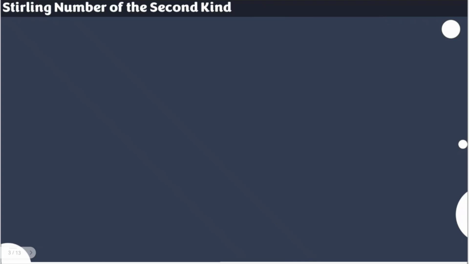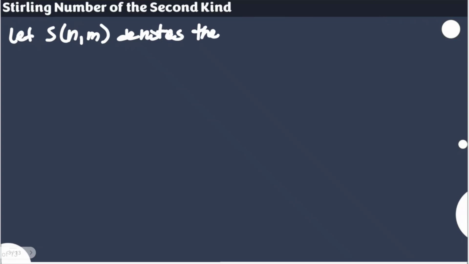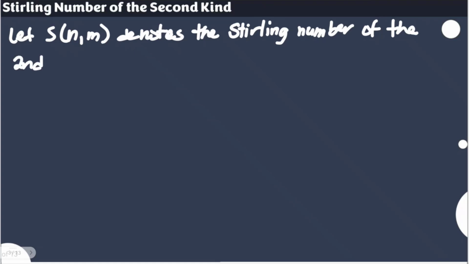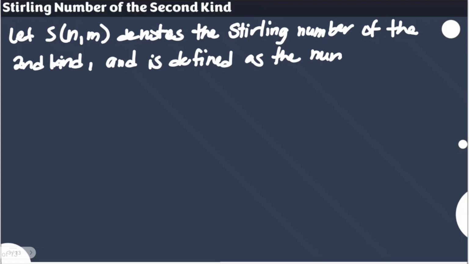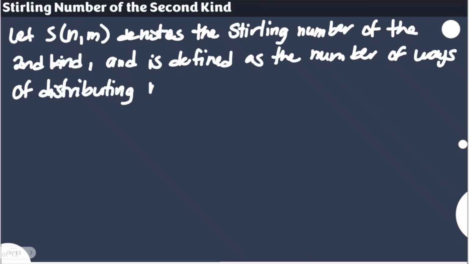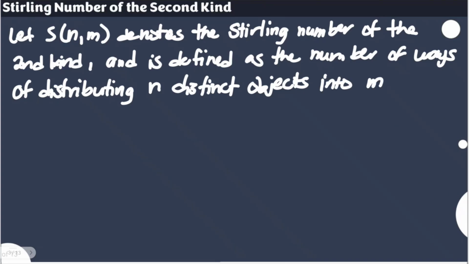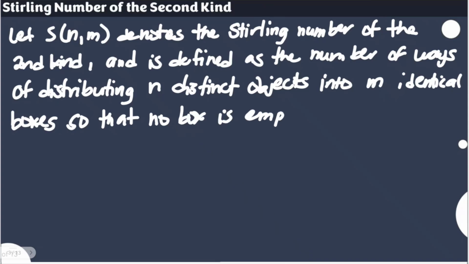Let me write here the definition for Stirling number. Let S(n, m) denote the Stirling number of the second kind, and is defined as the number of ways of distributing n distinct objects into m identical boxes or objects on a second set, so that no box is empty.